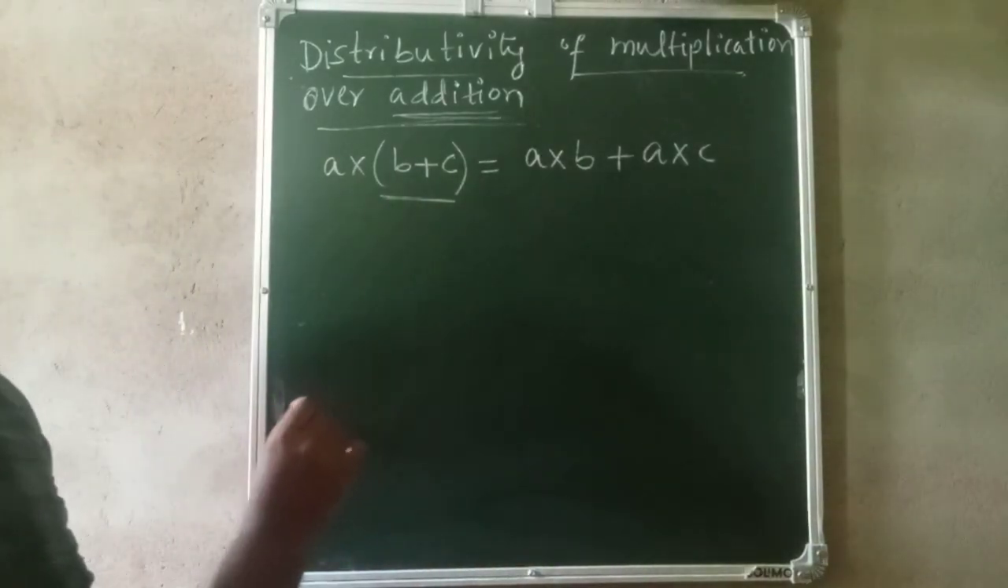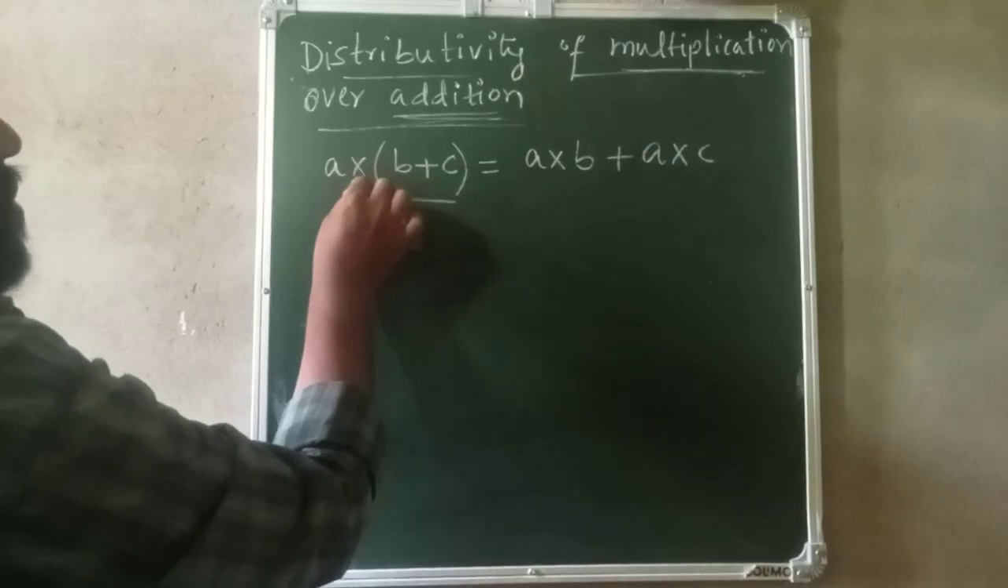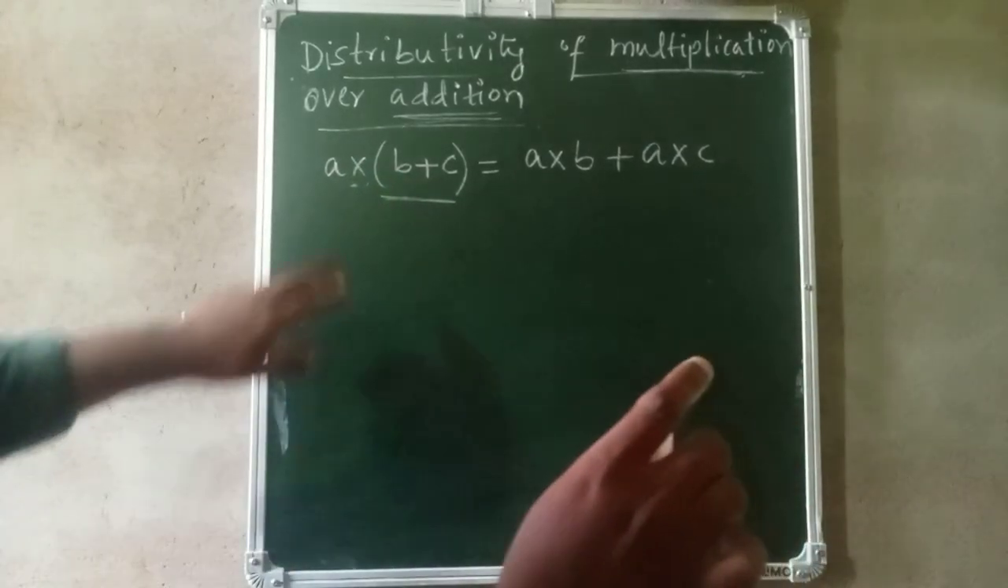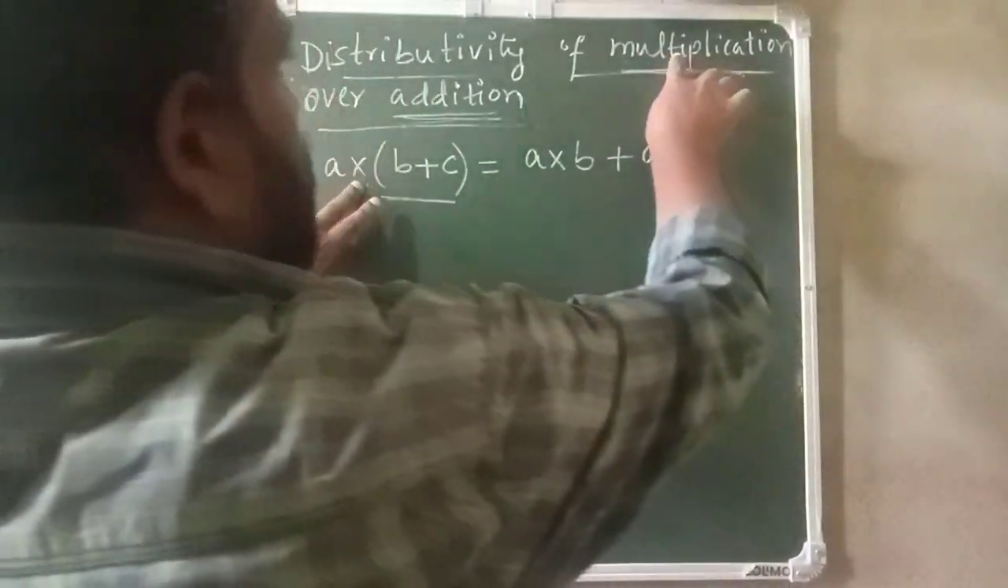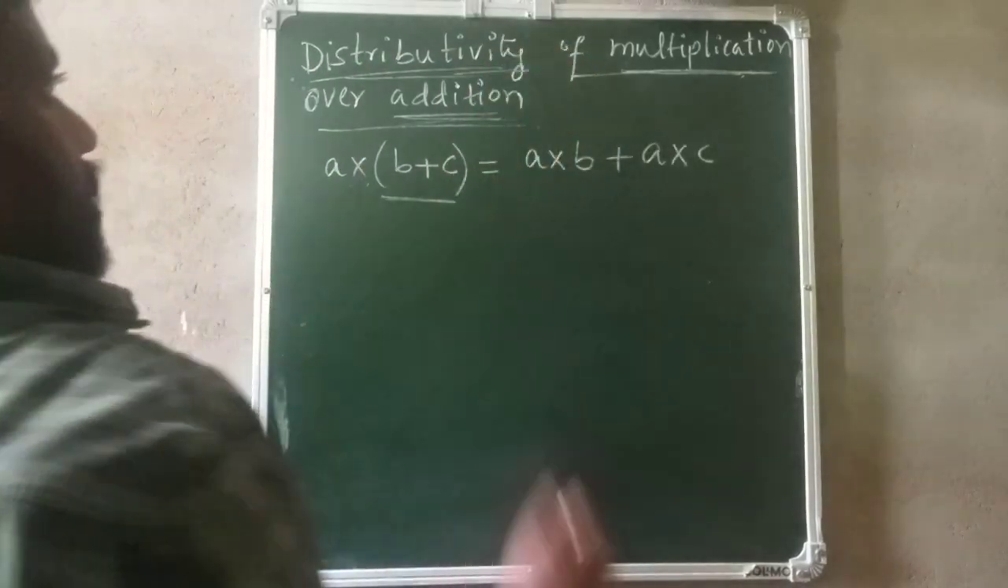Next, multiplication. Multiplication means what? Into, this one. This is the symbol of multiplication, correct? So into means multiplication. Okay, this is done.